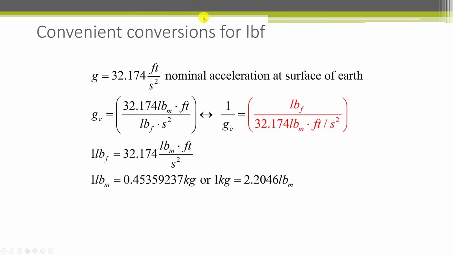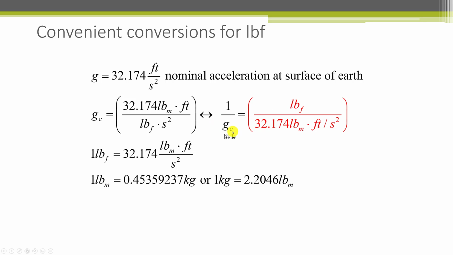Here are some convenient conversions for the pound force. g is 32.2 or 32.174 feet per second squared. It's probably adequate just to remember 32.2. Again, you can use g sub c, but I don't recommend it because this is looking kind of complicated, and you've got to remember whether it's g sub c or 1 over g sub c. So when you see the mg over g sub c, the conversion is taking 32.174 pound mass feet per second squared per pound of force, so it's making that conversion.